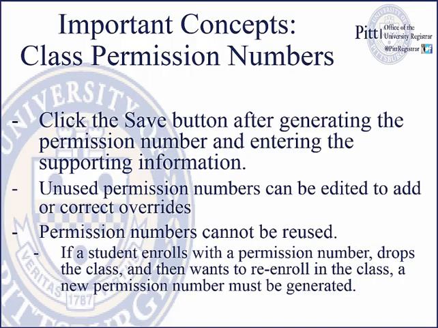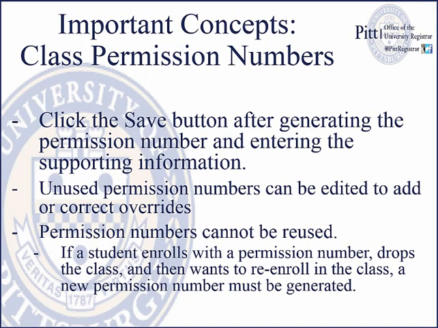An example of when this situation would apply would be if you check the Requisites Not Met checkbox initially when creating a permission number, but before the student to whom you issued the permission number could enroll, the class filled up. In this case, you could return to the Class Permissions page, check the Closed Class checkbox on the permission number for that student, and click the Save button. The student would then be able to use that permission number to enroll in a class, even though he or she does not meet the requisites and the class is closed.